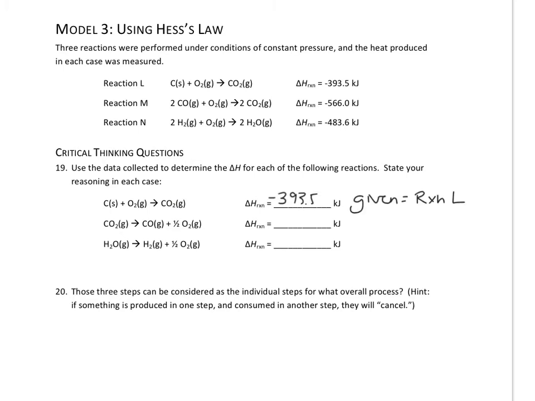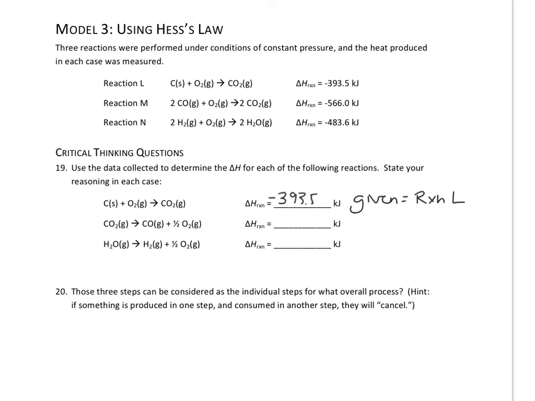What about CO2 going to carbon monoxide and half a mole of oxygen? Well, we don't have any examples here where CO2 is a reactant, but we do have a couple where CO2 is a product. Now we want something where CO and O2 are involved. So that looks like probably we're looking at a rearrangement of reaction M. If we were to rearrange reaction M and at the same time do it on half the scale, we would end up with this reaction here.